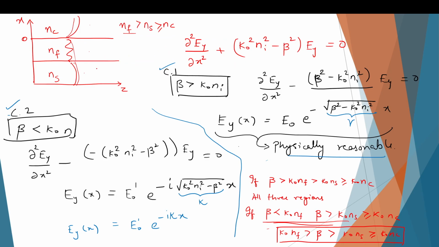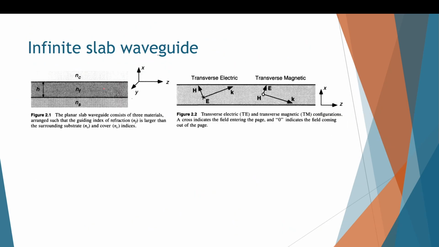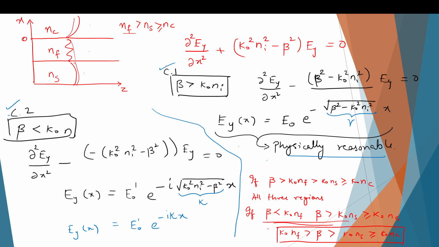So what is this beta? Just to remind you, this beta was the propagation along the z-axis. So Ey of x comma z, I can write as Ey of x times e power i beta z. So this beta is how the wave is oscillating along the z component. The propagation direction is the z component, the confinement is in the x direction, and the electric field is pointing outwards or inwards, anyway, inside the plane. This is Ey, so that is the transverse electric case.